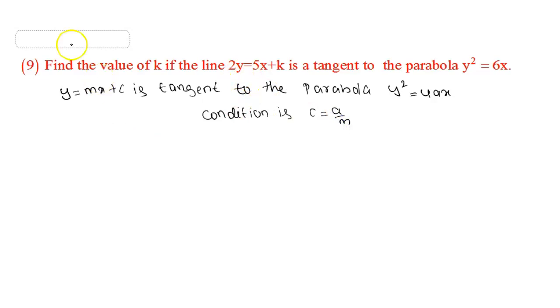So here the given line equation is what? 2y is equal to 5x plus k. I am writing that here now: 2y is equal to 5x plus k. So here y is equal to 5 by 2 into x plus k by 2. Okay. Next, I need to compare with our formula.